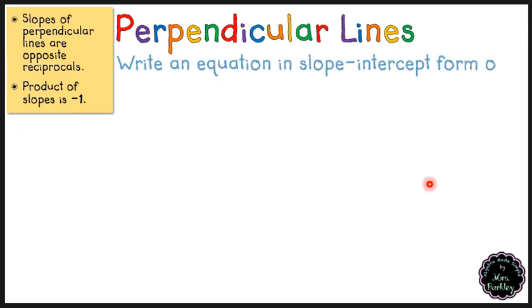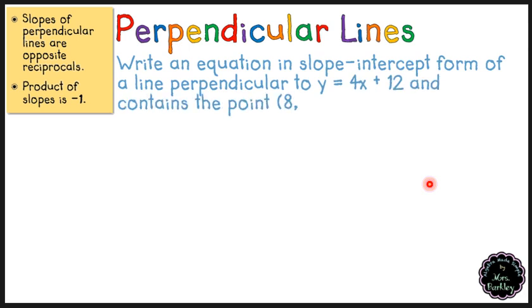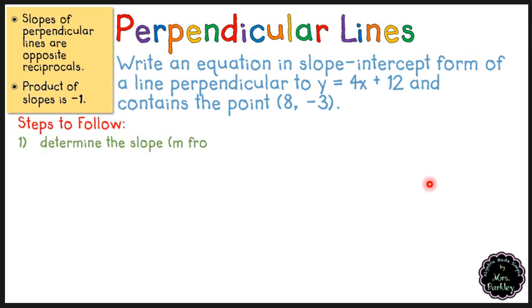Write an equation in slope-intercept form of a line perpendicular to y equals 4x plus 12 and contains the point (8, -3). So here are some steps to follow. The first step is to determine the slope, which is the m from the equation in slope-intercept form. Given our equation, y equals 4x plus 12, we recognize that our slope is 4.